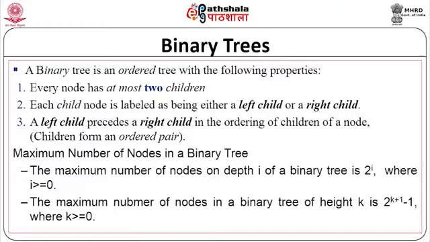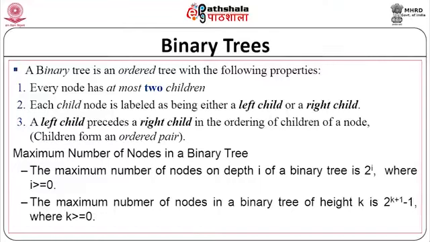The order is specific. So, a binary tree with the order of the children different is a different binary tree. So, a left child precedes a right child in the ordering of the children of a node, and children form an ordered pair. Only 2 children, they form an ordered pair.